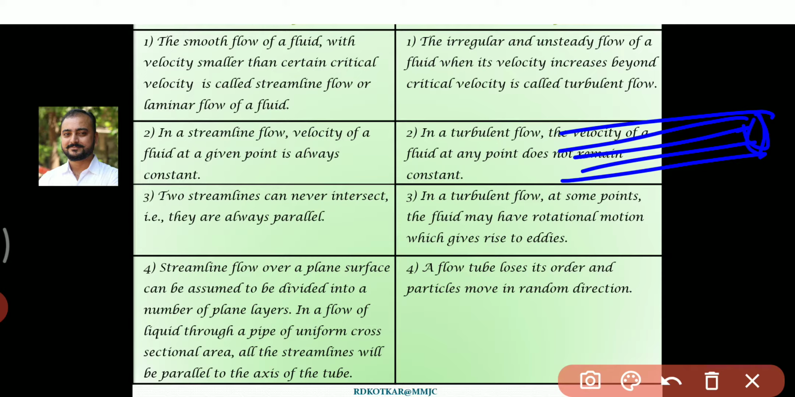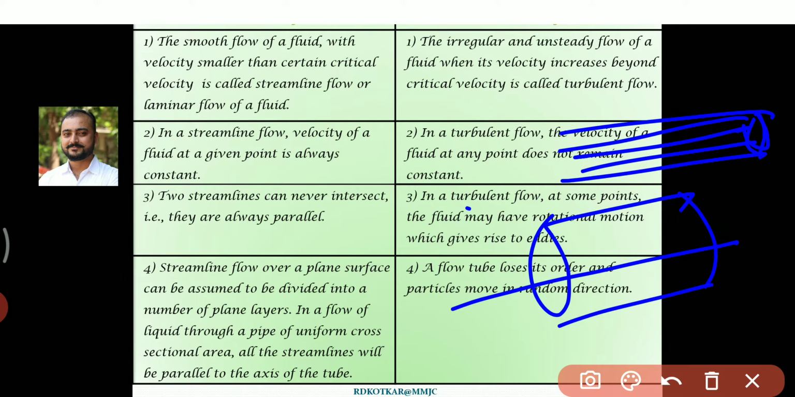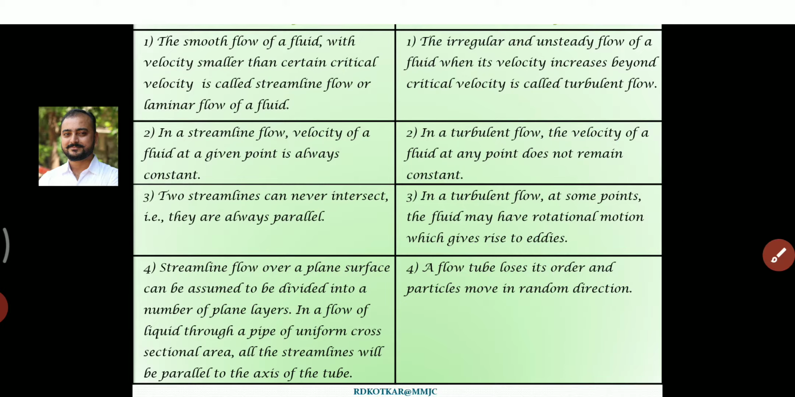In the flow of liquid through a pipe of uniform cross-sectional area, all the streamlines will be parallel to the axis of the tube. Let's suppose this is the axis of the tube, and all the streamlines like this are parallel to what? This axis of the tube. In short, this is the important thing we are going to mention.